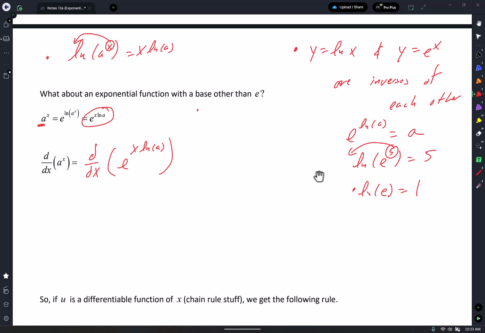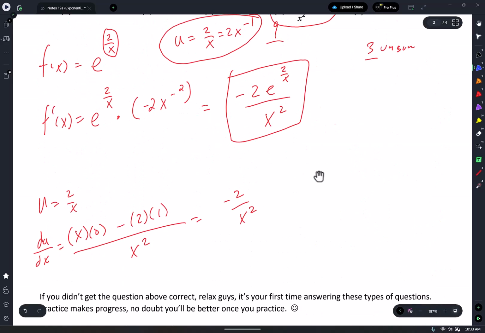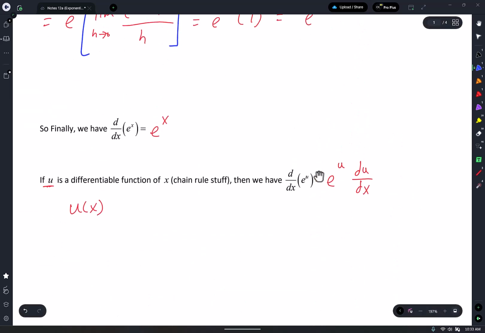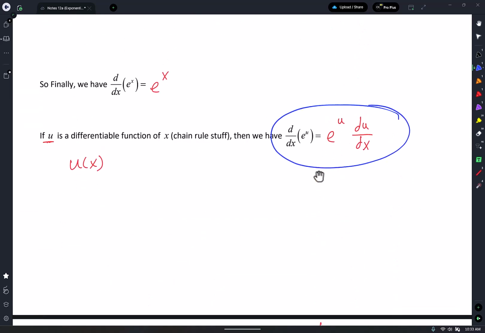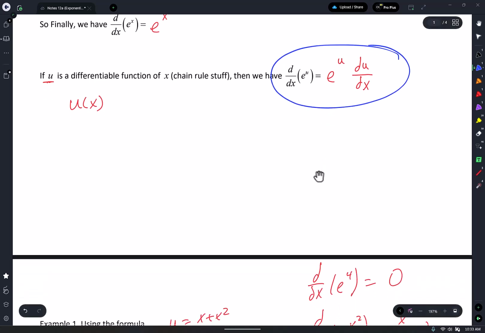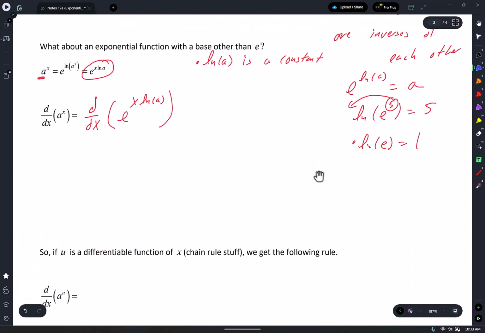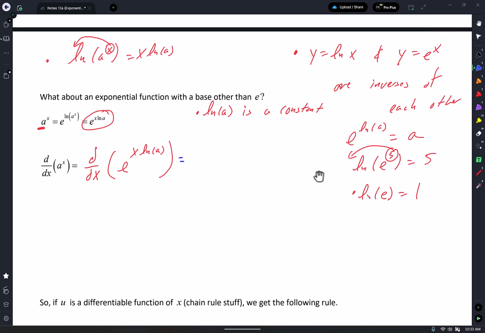Let me write a side note here. ln of a is a constant. Are we still okay? Okay. And I'm going to go slow. Is anyone confused? Is everyone okay? Okay. All I'm doing is this, guys. Where's my chain rule? All I'm doing is this right here. Okay, that's all we know. So the derivative of e to the u is e to the u du dx. So the derivative of this is itself, e to the x ln of a, times, I got to take, okay, I'll slow down.